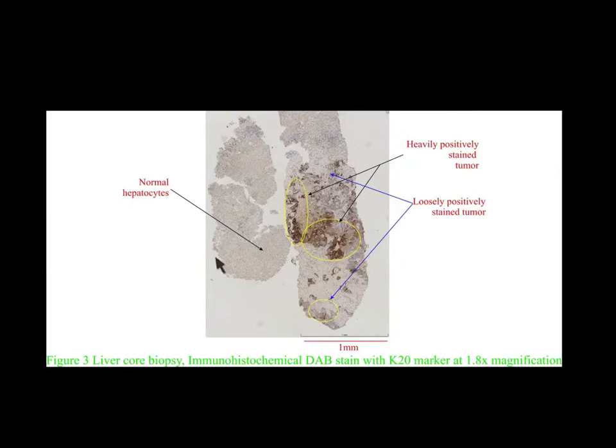As you can see on the liver core biopsy, when we apply keratin 20, it has stained the cancer cells here, which are heavily stained, and here as well. These are the loosely stained bile ducts here. And from here we can suggest the keratin 20 was positive for the cancer, and it was positive for the bile ducts as well.